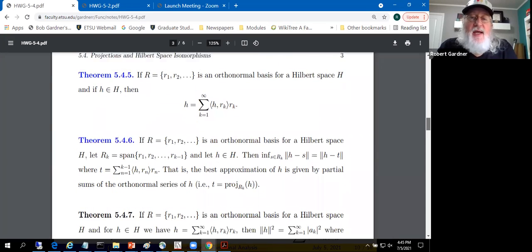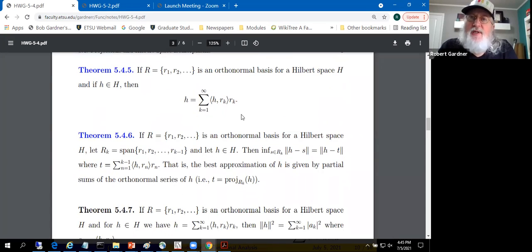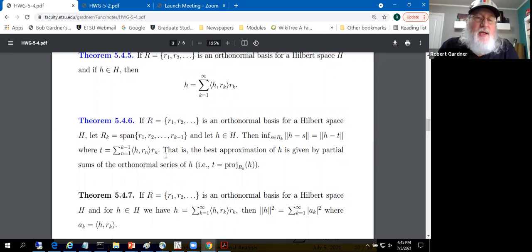Sometimes these representations are called Fourier series. Fourier series are intimately related to this. I don't see trig functions anywhere. They could be there if we represented things correctly. But we're taking partial sums of these kinds of representations to get best approximations.